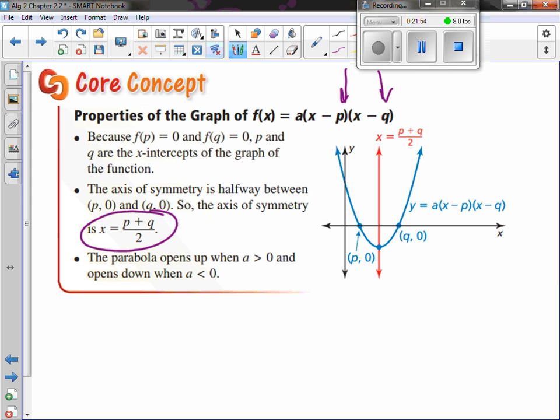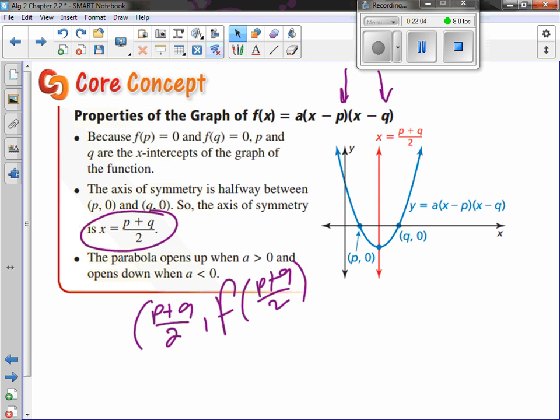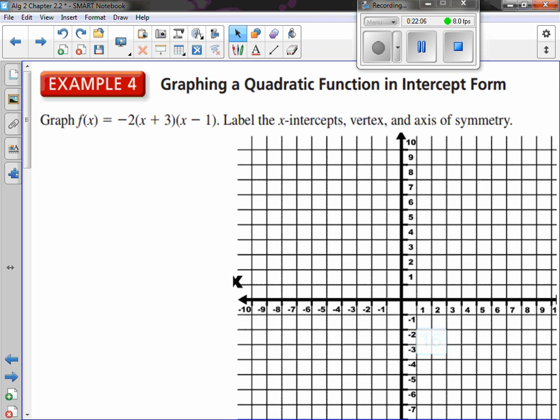Now, the vertex is kind of the last one. P plus Q over 2, comma f of P plus Q over 2. And we'll see this here, okay? So we're going to look at this here, and it's going to be not too bad, hopefully. So with these here, we want to find 3 things. We want to find the x-intercepts, vertex, and axis of symmetry.